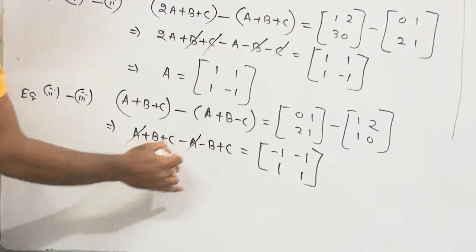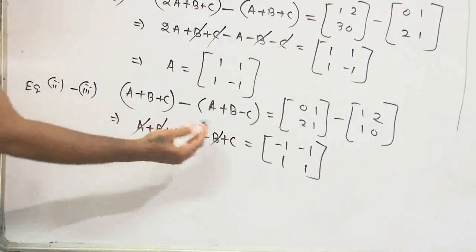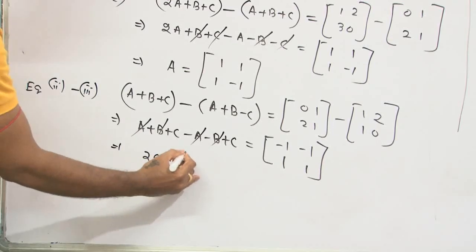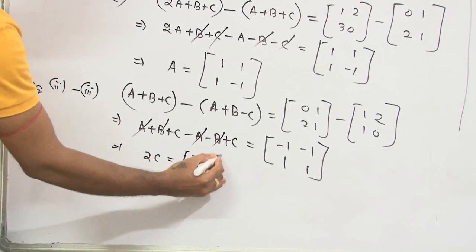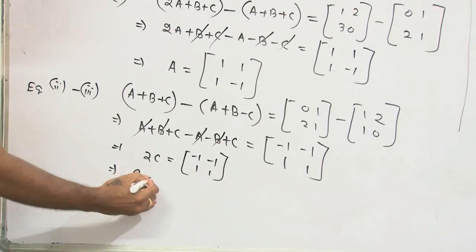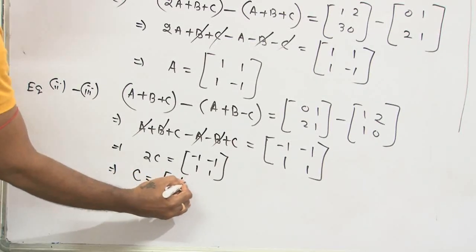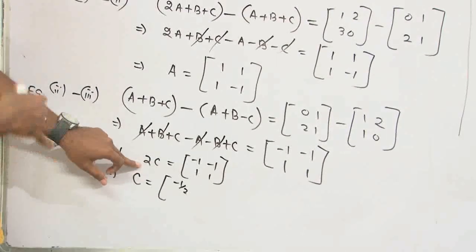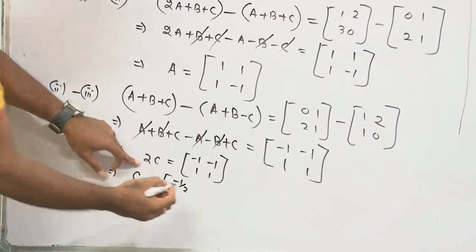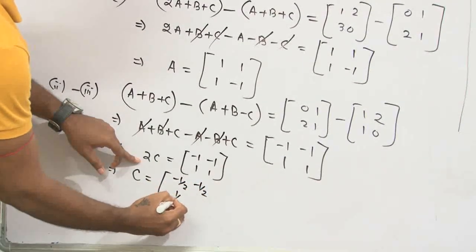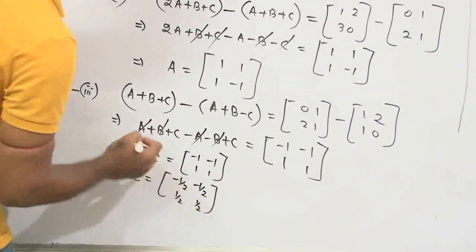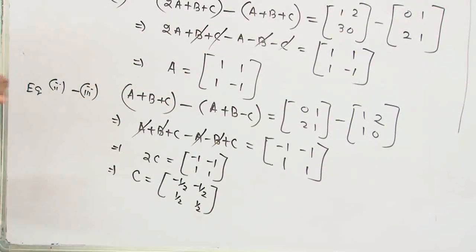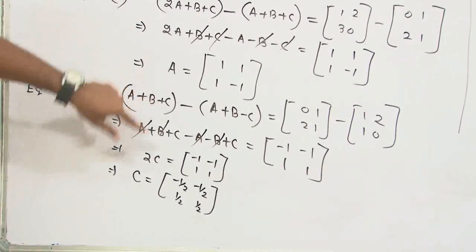Now cancelling matrices A and B, and we add C plus C, that is 2C is equal to [[-1, -1], [1, 1]], and the value of C is, because 2 is a multiple of C, taking it to the right side, we get [[-1/2, -1/2], [1/2, 1/2]]. So here is the value of matrix C, and the value of A is also here. So we found the values of A and C.